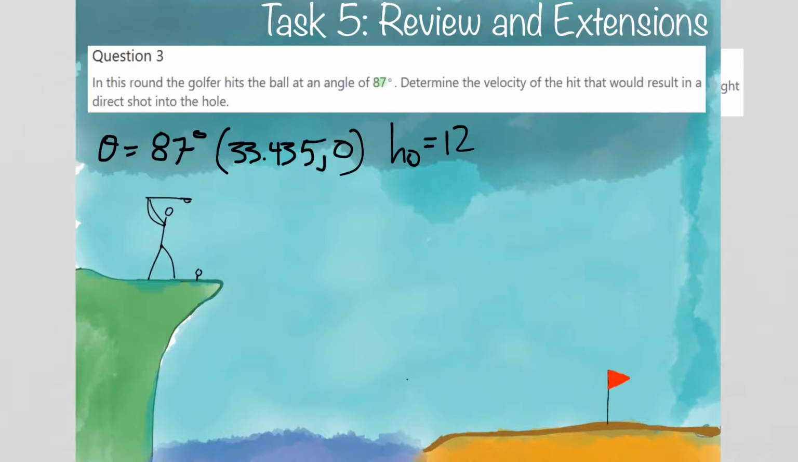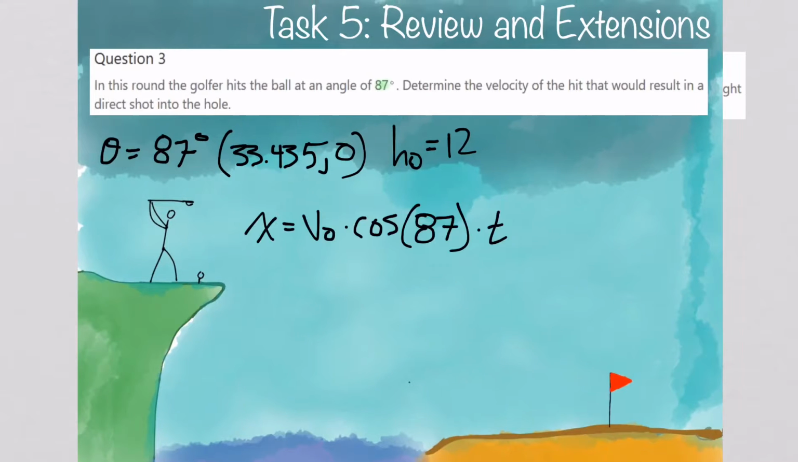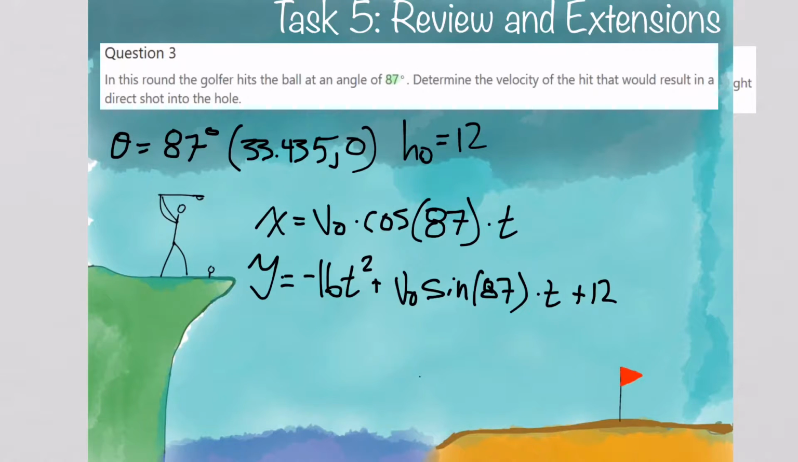So let's start to write our model and see what we can do with it. As before, our x equation will be defined as the horizontal component of the initial velocity, which is simply v naught times the cosine of 87, the angle of the hit, times our time. And our y equation will be defined as the vertical motion model, negative 16 t squared, plus the vertical component of the initial velocity, v naught times the sine of 87 times time, plus 12, our initial height.